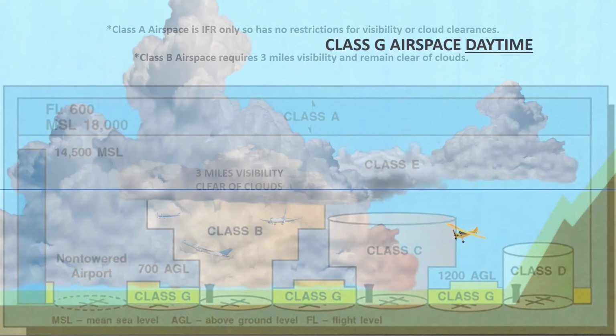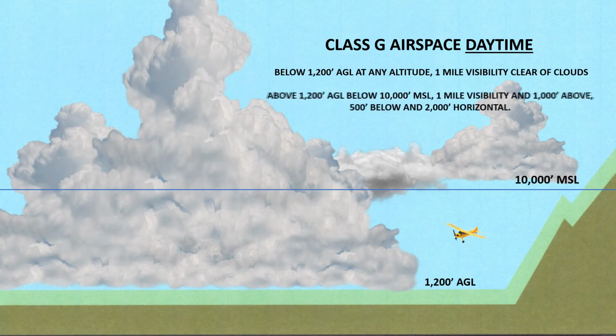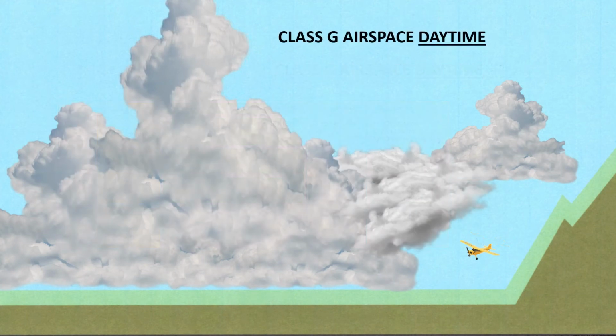Class G airspace, in more simple terms, during the daytime, below 1,200 feet AGL at any altitude, you are required 1 mile visibility and clear of clouds, and above 1,200 feet AGL and below 10,000 feet MSL, you are required 1 mile visibility, 1,000 feet above, 500 below, and 2,000 foot horizontal. Again, here are all those rules, but let's break it down. Class G airspace during the daytime, you're either 1 statute mile or clear of clouds, or you're 1 statute mile and 1,000 feet, 500 feet, and 2,000 feet. These areas always have just 1 mile visibility as a minimum. You are either going to be clear of clouds, or 1,000 above, 500 below, and 2,000 foot horizontal.